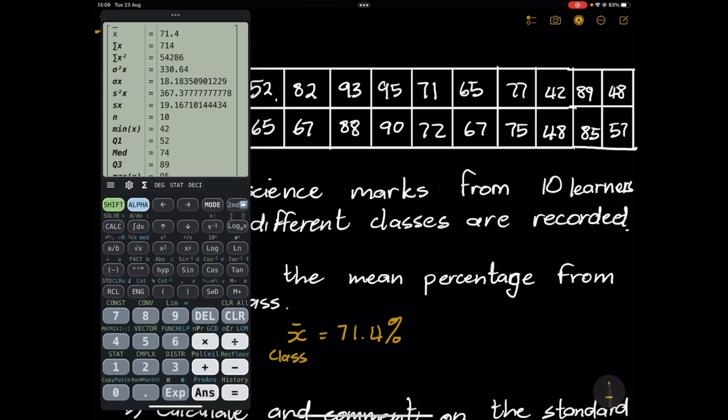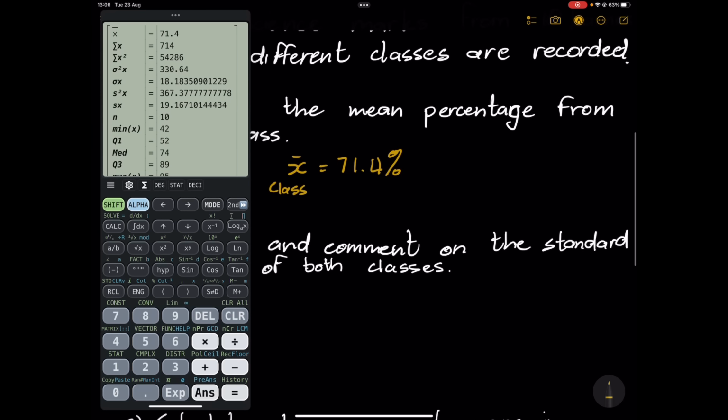Okay, so now you'd have to do the same for class B as well. Just put in all those data points. By the way, just to note the standard deviation here. Okay, so there's my standard deviation there. It's 18.2, if we may put it that way. So 18.2%. This is for class A, right?